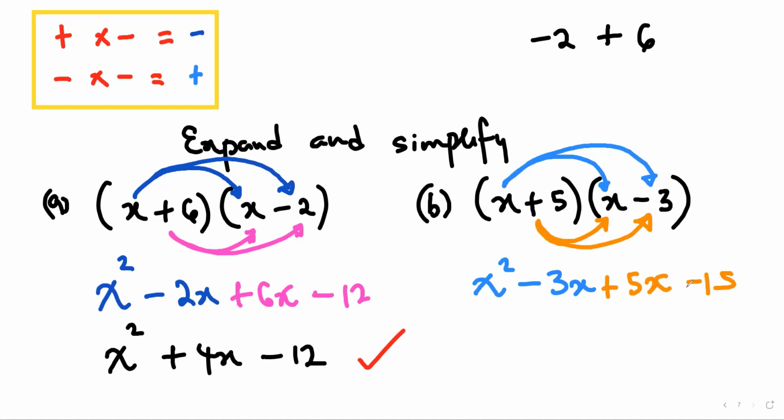So next is to simplify. So you leave the x squared. It stays the same. And then you do minus 3x plus 5x. What's it going to be? It's 2. Is it plus or negative? It's plus 2x, right? Yeah. And then we'll have minus 15 there. So this becomes your final answer, is it?